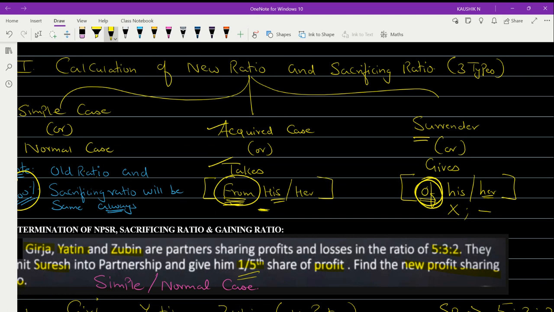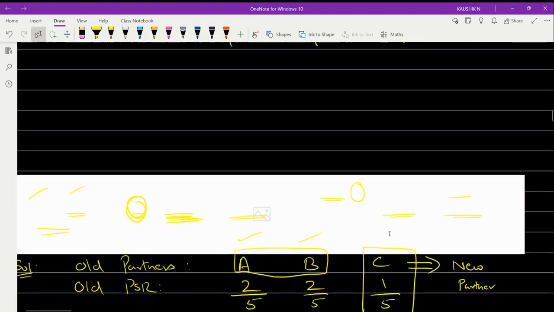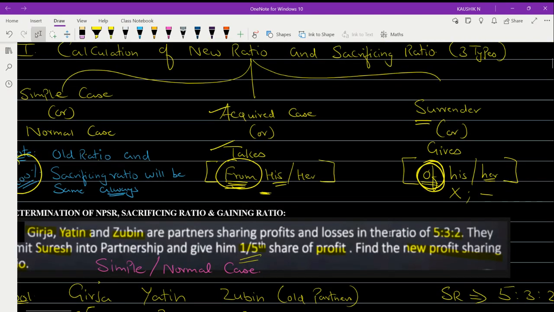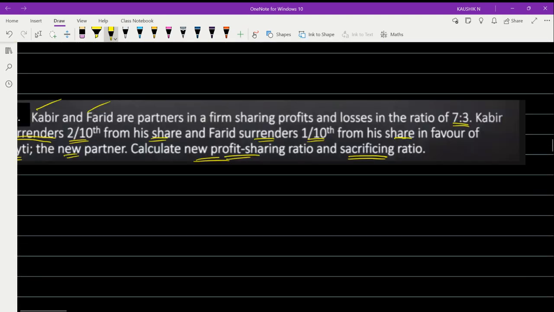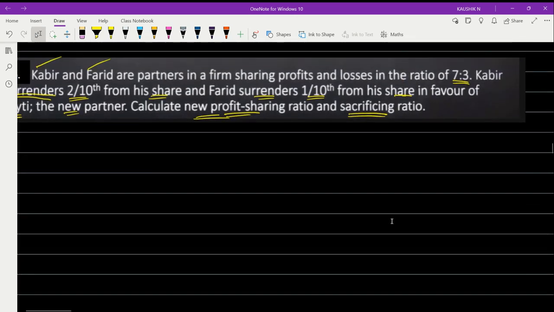So for acquired, what is the wording that will be used? The keyword: how do you find out whether it is acquired or surrender? "From." Whereas for surrender, what is the keyword? "Of." That's why we say English is a very easy language, but there is a problem when it comes to accountancy, that English will have its own difficulty.